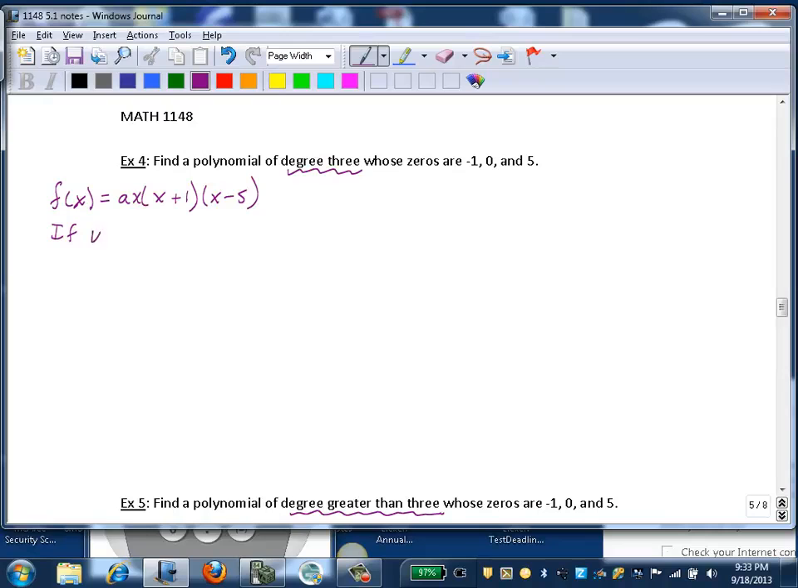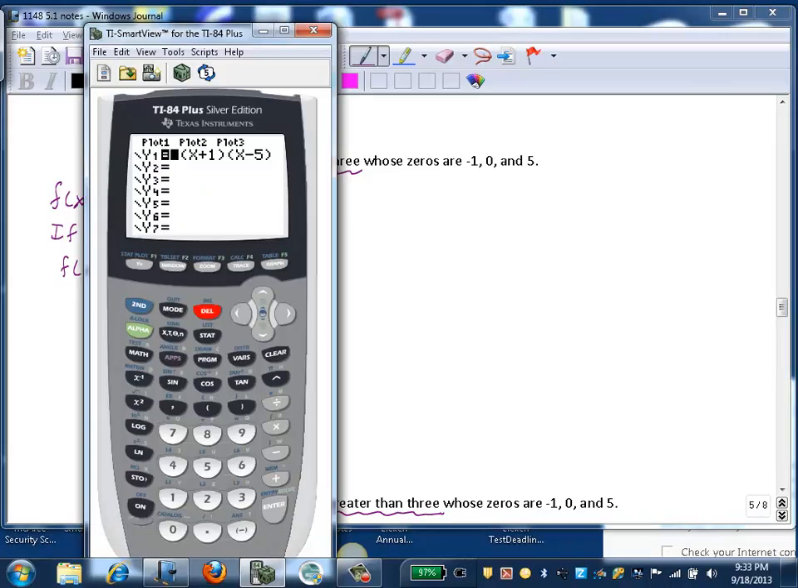So let's talk about that. If we choose a equal to 1, that gives us f of x equals x times x plus 1 times x minus 5. So let's look in the calculator. So I enter the function here with an a value of 1. I'll just peek in at the window here. On the x-axis, I'm going from -10 to 10 with a scale of 1. And on the y-axis, I'm going from -25 to 3 with a scale of 3. Again, not the only window that would work here, but this will give us a good idea of the shape.